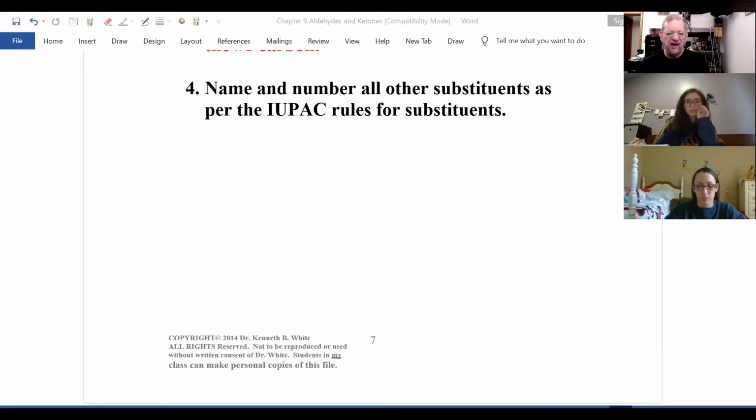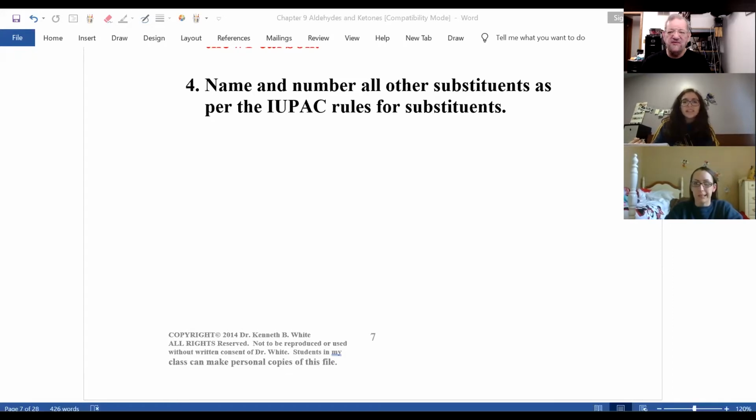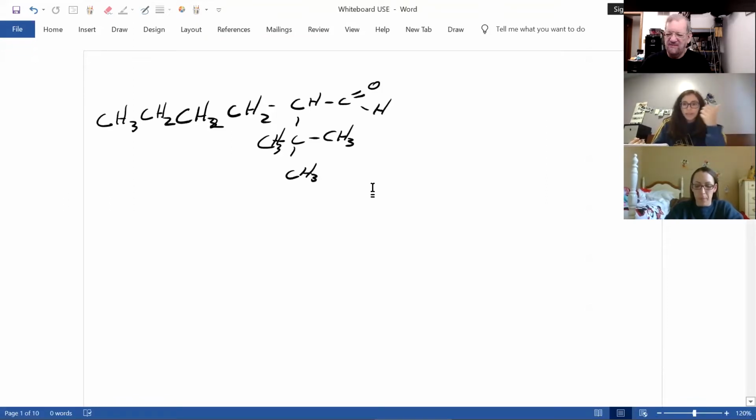What would be the IUPAC name for this compound? Go, your turn. I can't see anything. You can't see anything? Somebody should have screamed at me before then. Thank you for letting me know. Now can you see it? Thank you, Alondra.